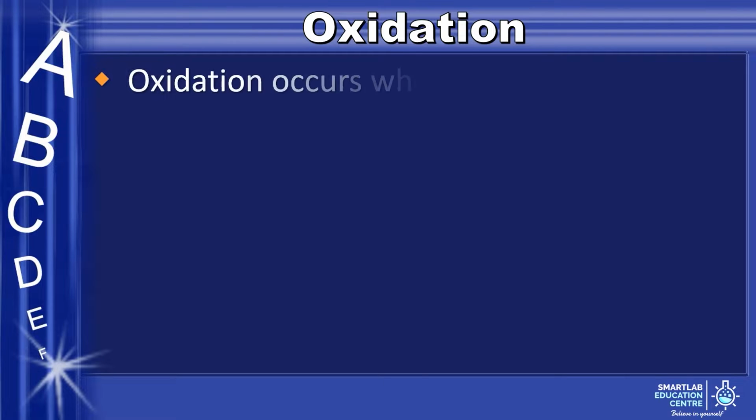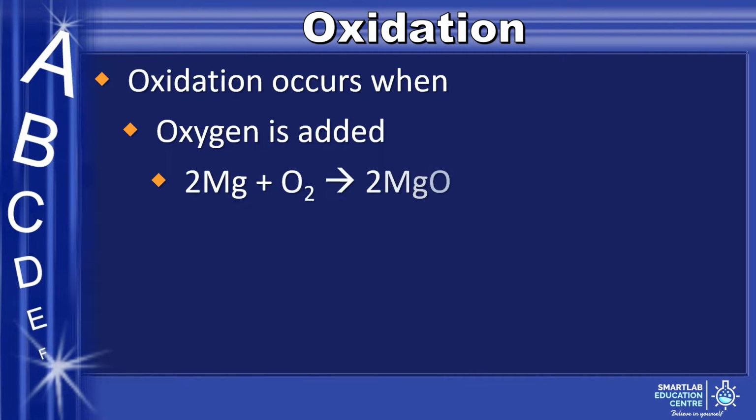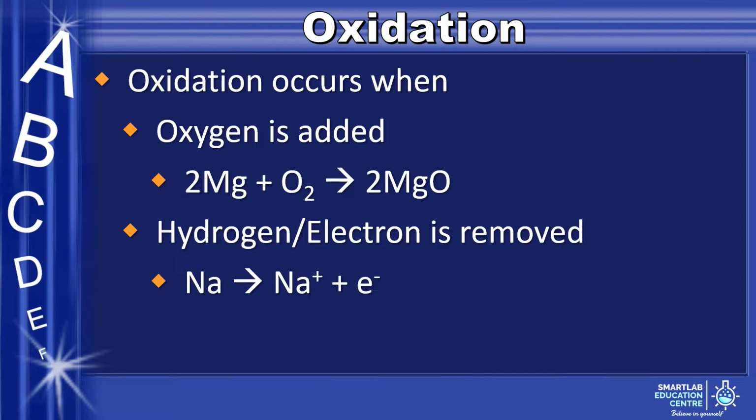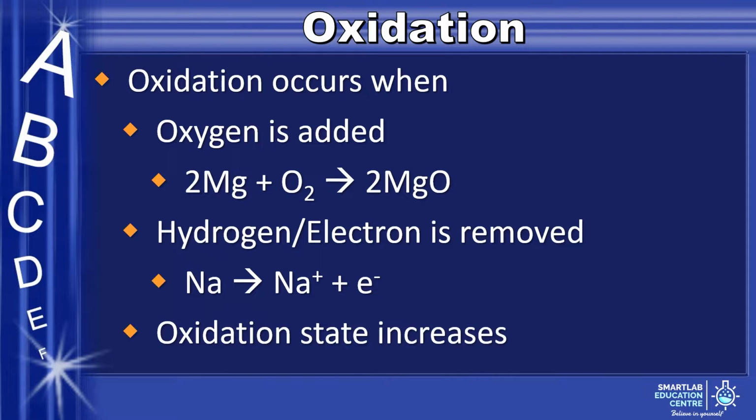Oxidation occurs either when oxygen is added, as seen in the formation of magnesium oxide from magnesium, or when hydrogen or electrons are removed, as seen in the example of sodium losing an electron to form a cation, and oxidation results in the oxidation state increasing.